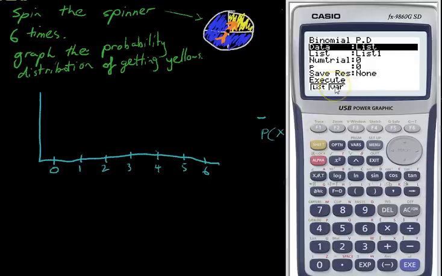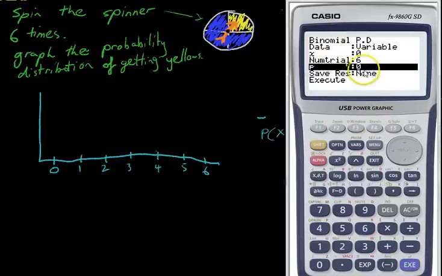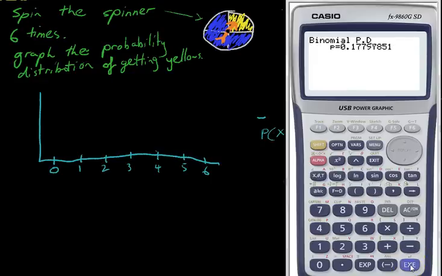Okay. Now, first of all, make sure that it's not set to a list. Make sure it's set to variable there. You're going to set it to, first of all, x, which is the amount of times we want success. I'm going to set it to 0 because I'm going to draw that one first. The number of trials, we're going to have 6 trials. And then the probability of success. Now remember, success is getting yellow here, so I'm going to put that to 0.25. And then I'm just going to execute that.